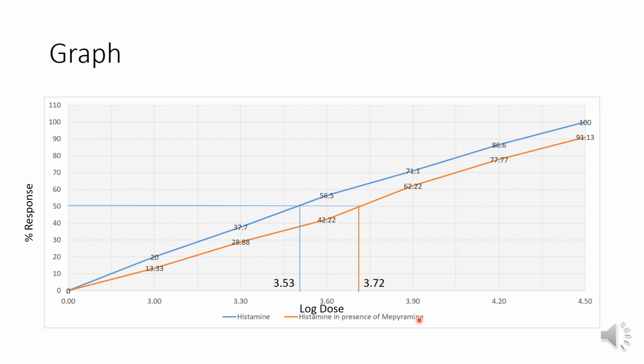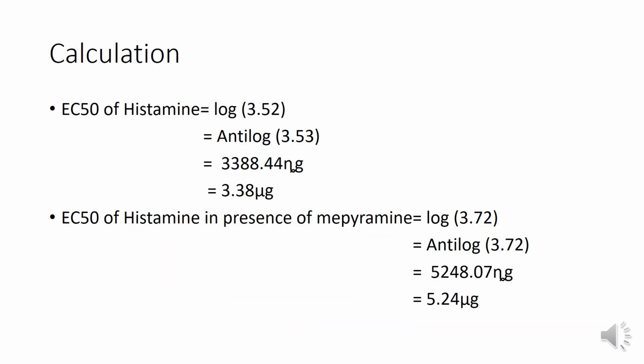But as this is the log dose, the EC50 value is equal to log 3.53, but we need to remove this log. So we will take the anti-log of 3.53, and as we are aware that the dose we have taken is in nanogram, we will simply divide by 1000. So you will get here 3.38 in microgram.